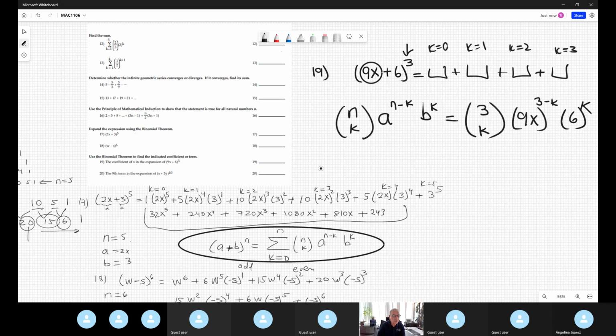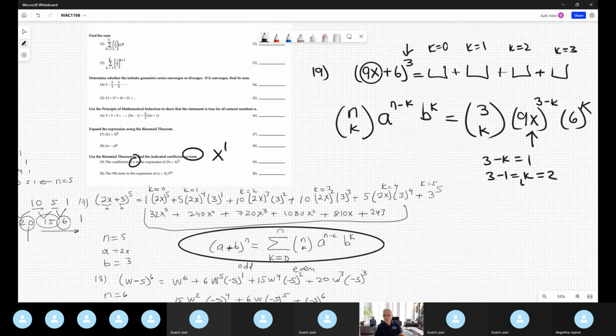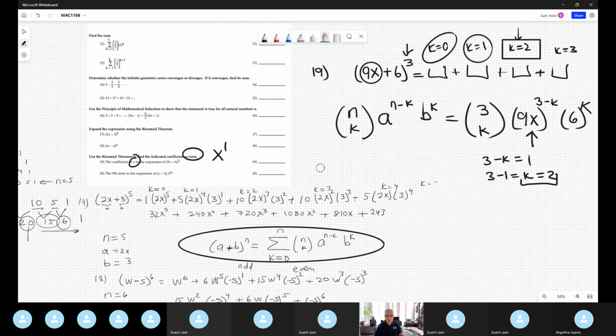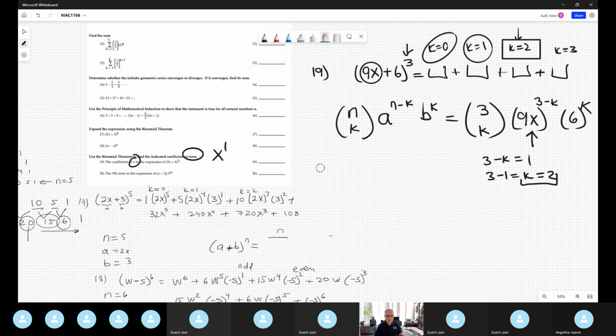However, the term they need can have exponent x only, x to the 1. It's obvious that the only place with x is this factor, because this is a constant, no x. So to guarantee this condition, 3 minus k would be 1. Therefore 3 minus 1 is equal to k, and k is equal to 2. So basically we are finding not the first, not the second, but the third term. Do you understand this very well? Guys, yes or no? Yes.